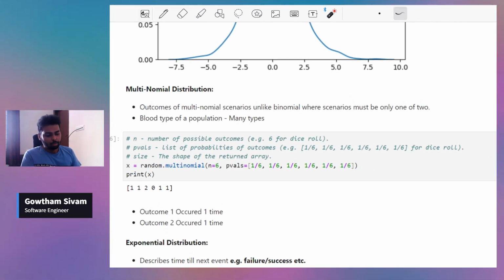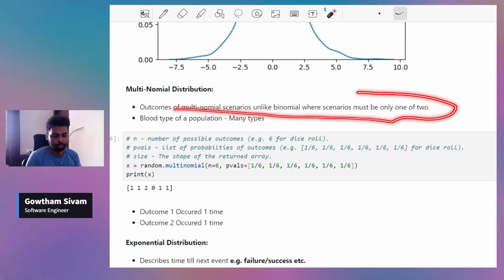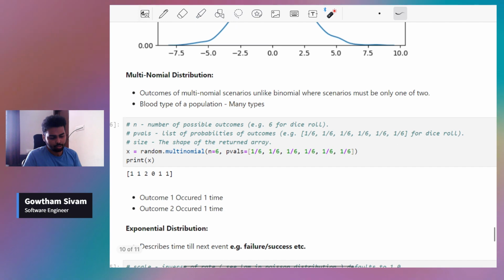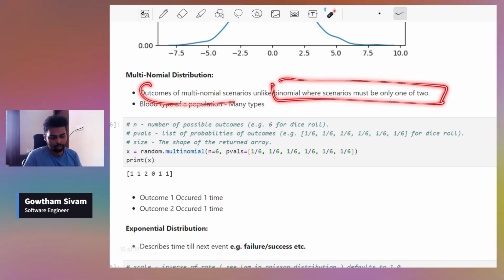Outcome of multinomial scenarios, unlike binomial where scenarios must be one of the two. You toss a coin and you get tail or, what do you say, tail or head. Okay, so this is only two occurrences. But in multinomial, take an example of blood type. A person has A positive, another person has B positive, another person has AB. So there are multiple types, and that is what I mean by multinomial distribution. Binomial is one of the two, but multinomial is multiple.